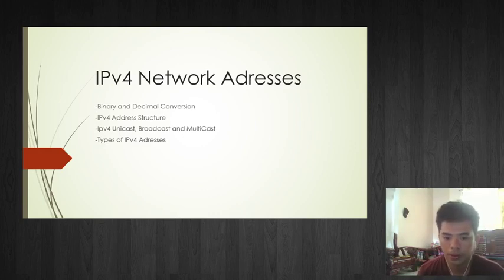IPv4 unicast host addresses are in the address range of 0.0.0.0 to 223.255.255.255. However, within this range, there are many addresses that are reserved for special purposes. These special-purpose addresses will be discussed later in chapter 7.